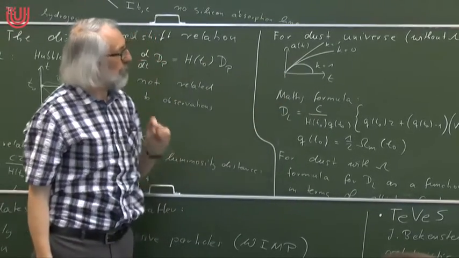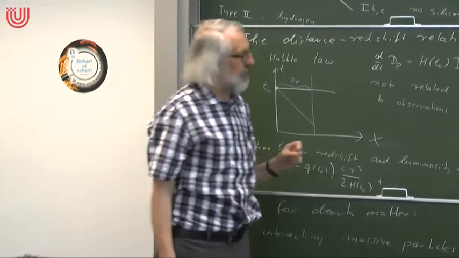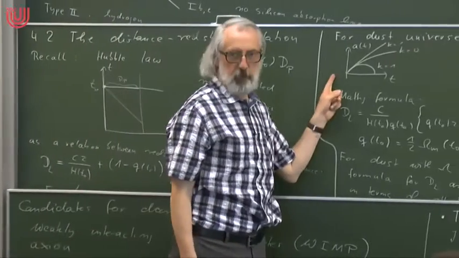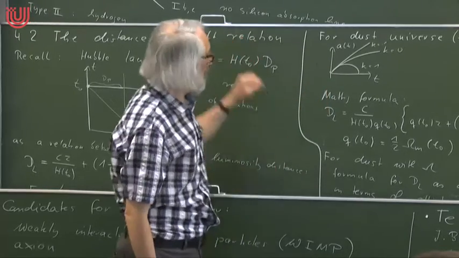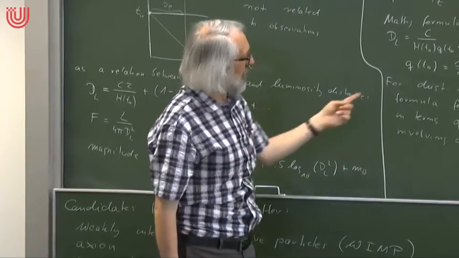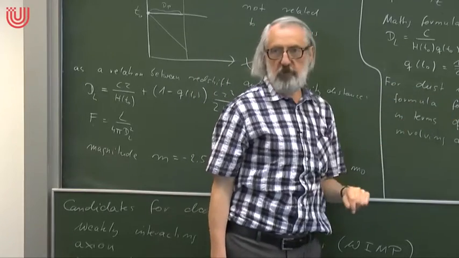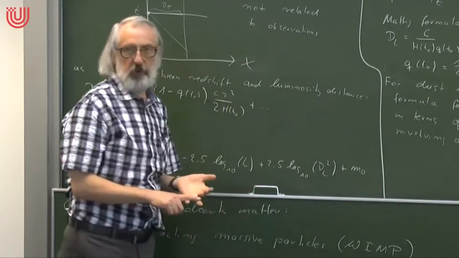So the models with pure dust were out. From this moment onwards, they were out. They were the favorite models up to this moment, up to 1998, but now they were out. It's impossible to fit these. And the next thing these people did in these two collaborations was they tried it for dust with a cosmological constant. So now you have an omega m and an omega lambda.